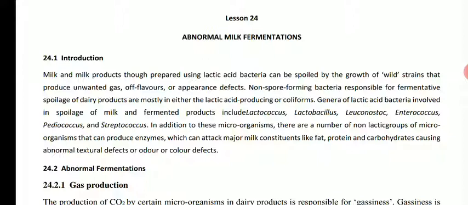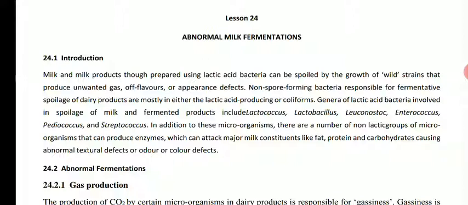Basically these conditions are produced by non-spore forming bacteria responsible for fermentative spoilage of dairy products, mostly either lactic acid producing coliforms and genera of lactic acid bacteria. Those involved in spoilage of milk and fermented products include Lactococcus, Lactobacillus, Leuconostoc, Enterococcus, Pediococcus and Streptococcus.